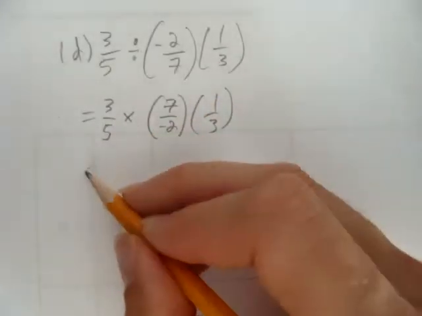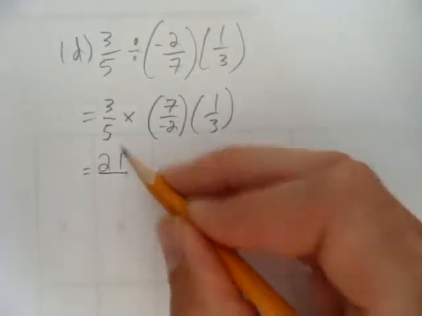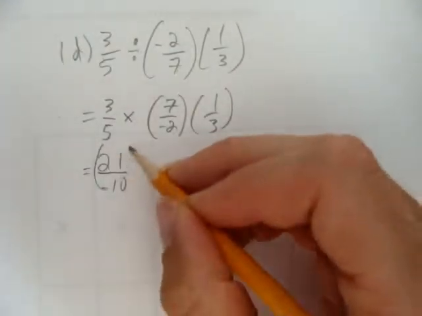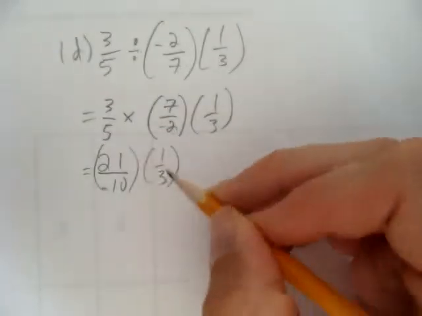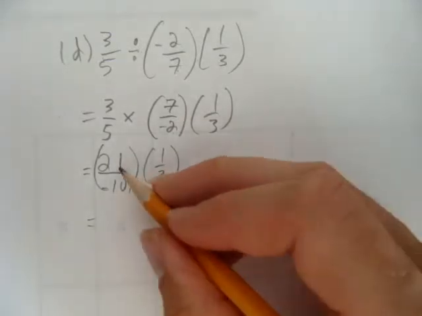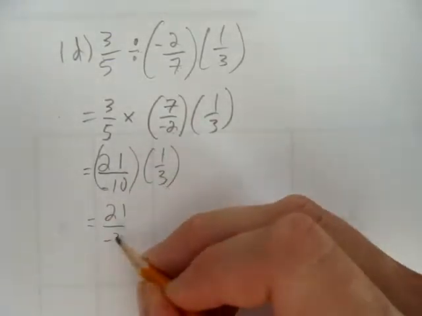When I'm multiplying fractions, I just multiply numerator times numerator and denominator times denominator. You can put it in brackets if you want, just so I remember there's a times between here. And let's times those last two, 21 times 1 and -10 times 3.